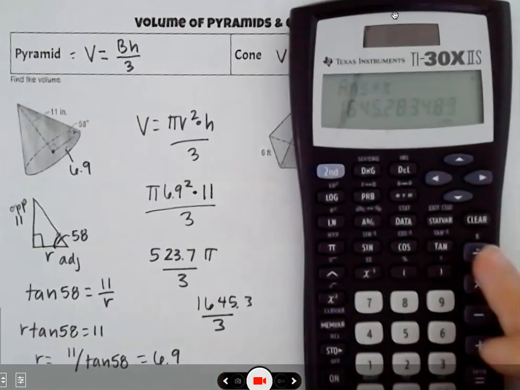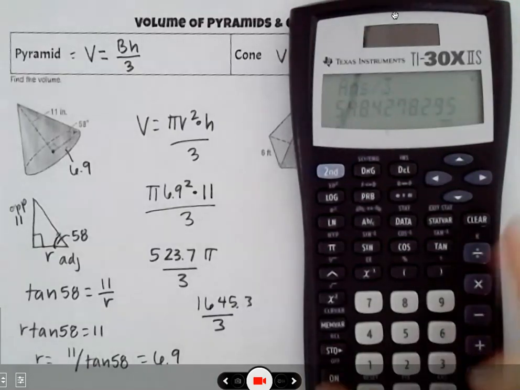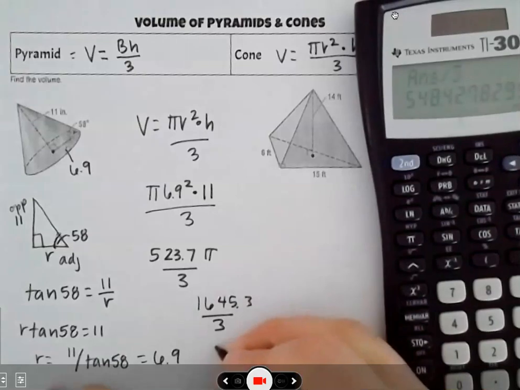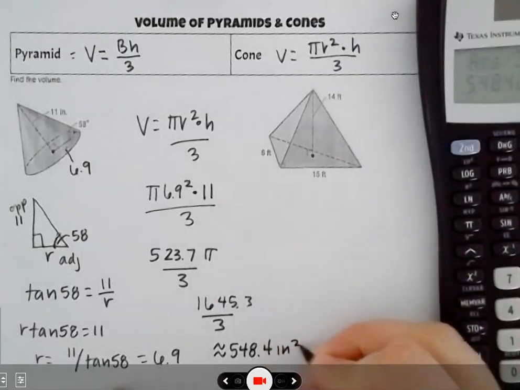Divided by 3. Now we're going to divide by 3. And we should end up with approximately 548.4 as our final answer. So the volume of that cone is about 548.4 inches cubed.